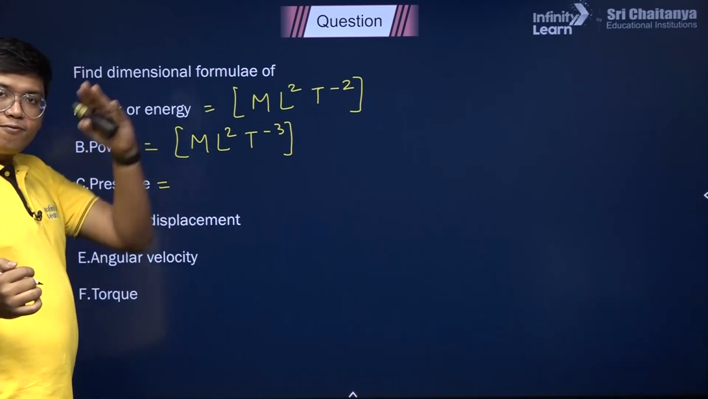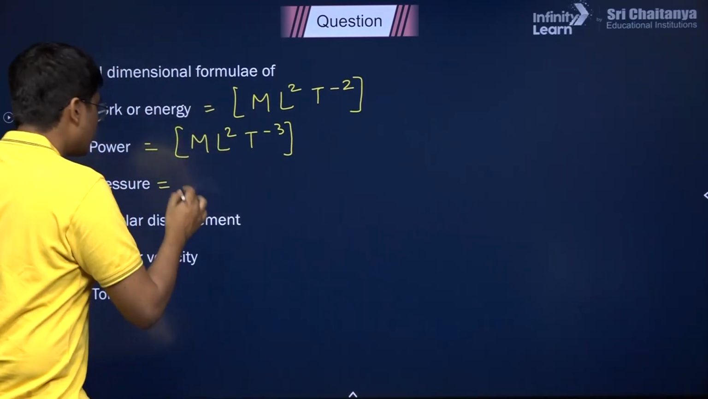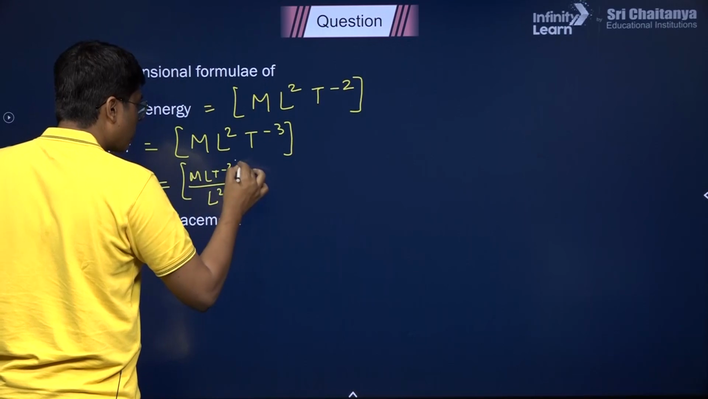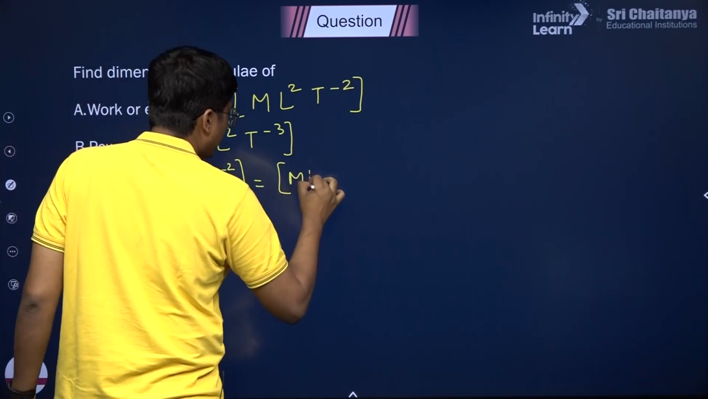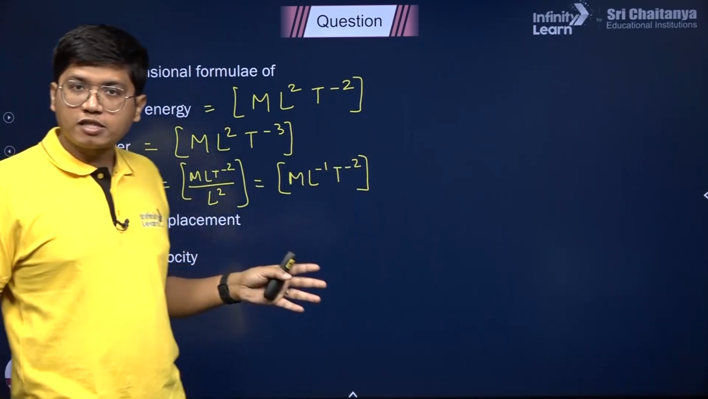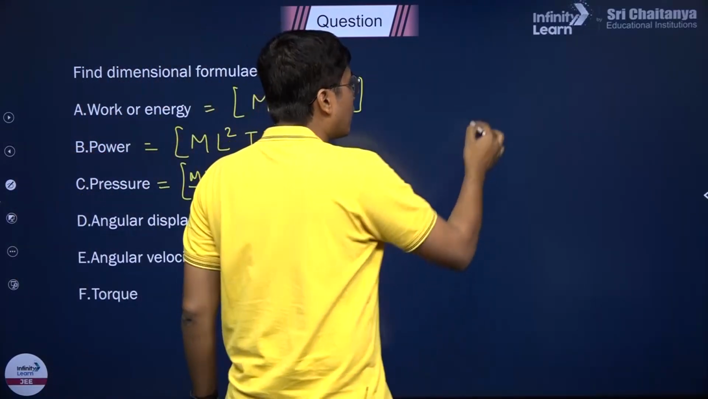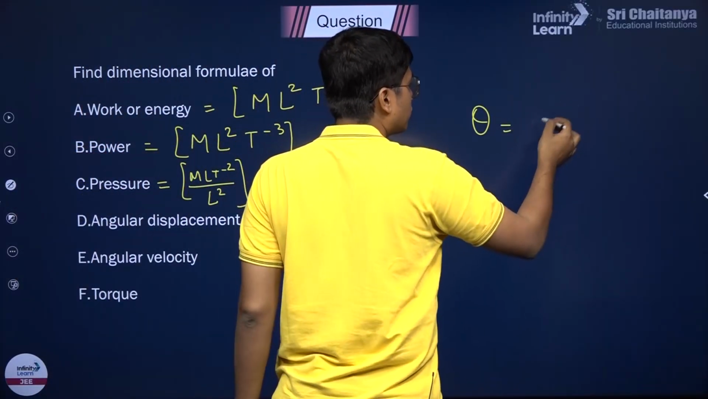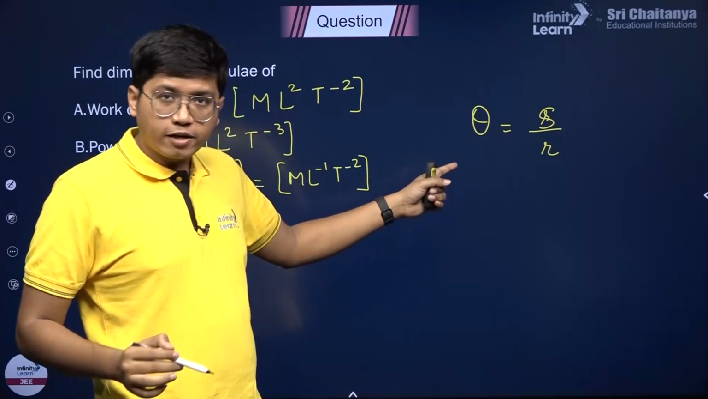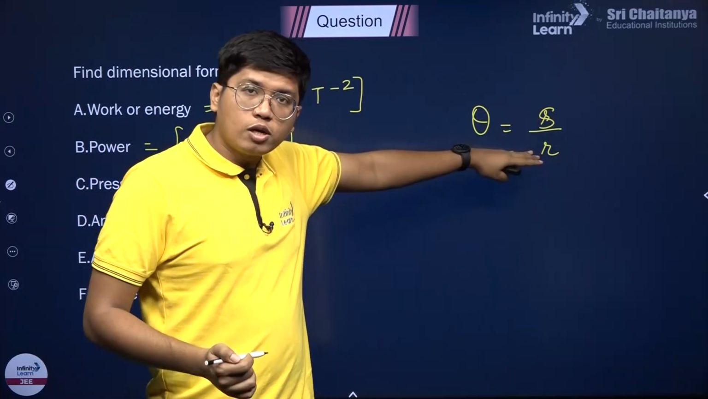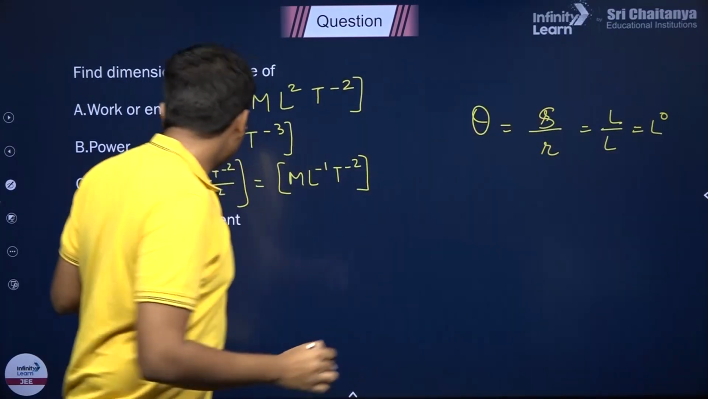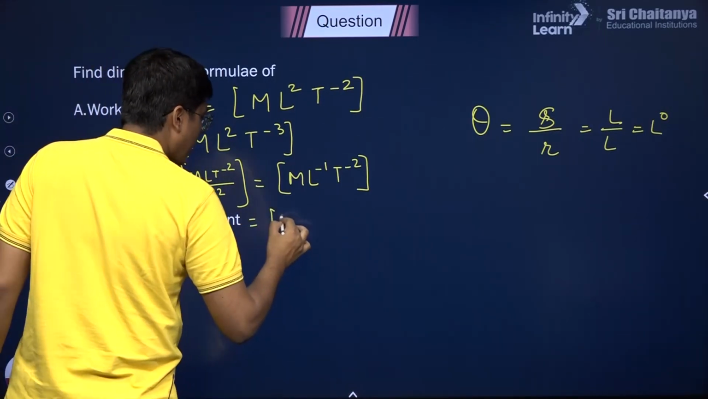Pressure. Pressure is force divided by area. So it's MLT^-2, force, divided by area L^2. That makes it ML^-1T^-2. Next up we have angular displacement. Angular displacement means theta, and theta is actually s by r, arc length by radius. This is also length, this is also length. So you have L by L, that makes it L to the power 0. So the dimensional formula of angular displacement we write as L to the power 0.